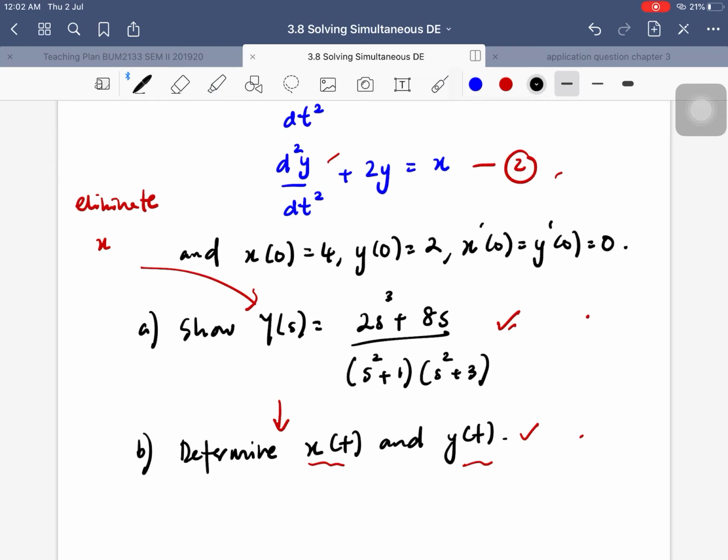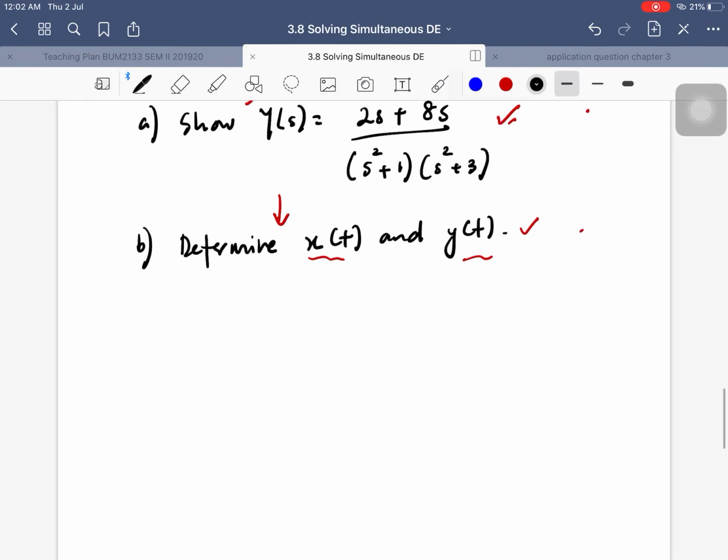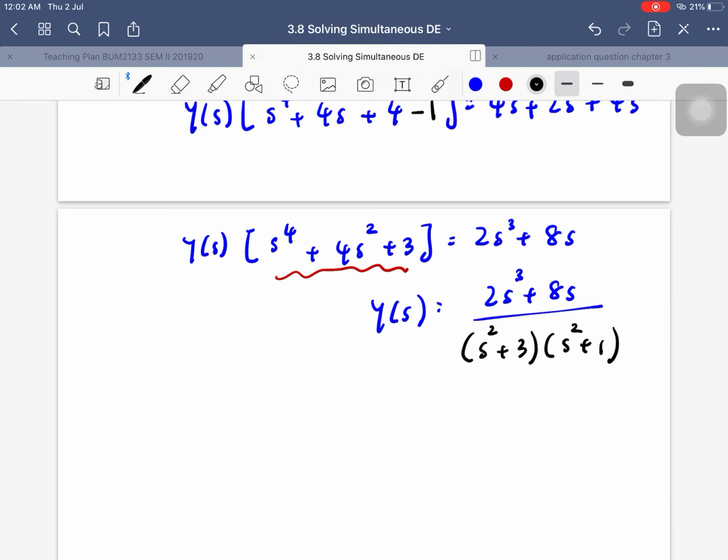So I'm going to have to show that Y(s) is given by this function, 2s cubed plus 8s. That is what I have at the top. And at the bottom, it's just the other way around. It doesn't matter as long as you have both of these functions, s squared plus 3 and also s squared plus 1. So we have reached part A. So this is what part A wanted. We have to show that Y(s) is given by this function.